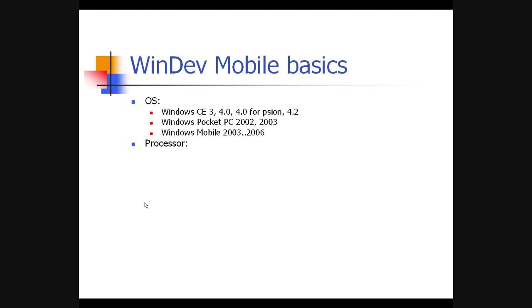Then you have the processor. Not only do you need to have this version of Windows working on it, but also some specific processors. ARM processors are the biggest family. XScale, Samsung, ARM compatible, x86, x86 compatible. As you can see, basically you will have most of the time an ARM or ARM compatible.